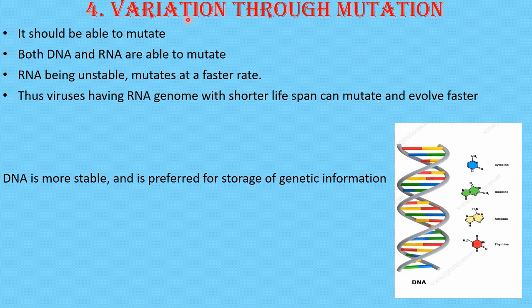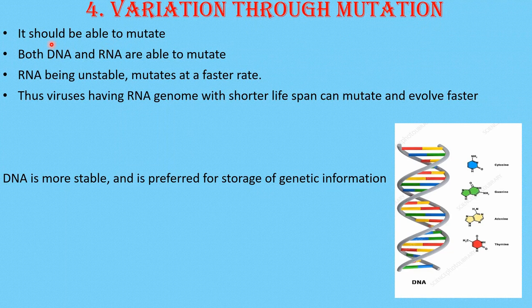What is variation? Changes. Changes occur through mutation. So what is mutation? Mutations are sudden changes that occur in the DNA or RNA sequence. It may be due to environmental factors, UV rays, or many other reasons. So mutation is sudden changes occurring in the RNA or DNA sequence.